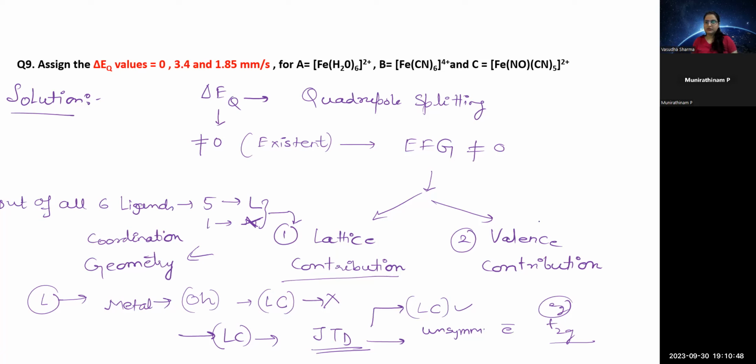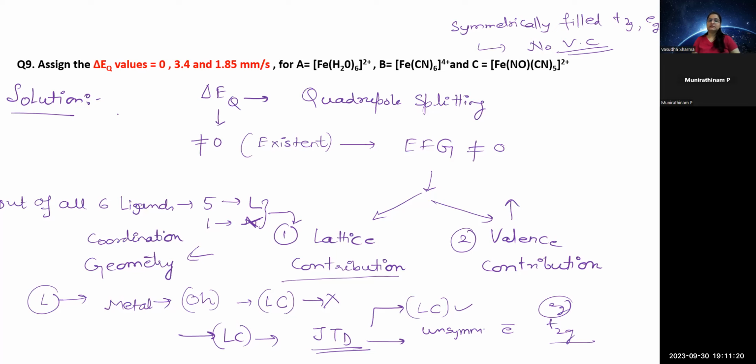Okay. So the second parameter that we looked into was valence contribution. Valence contribution is about how the valence electrons, the d electrons, are filled in the d orbitals. If we have symmetrically filled t2g and eg, then there is no valence contribution. Whereas if it is unsymmetrically filled, we will have valence contribution. So those two parameters have to be kept in mind whenever we are talking about quadrupole splitting.